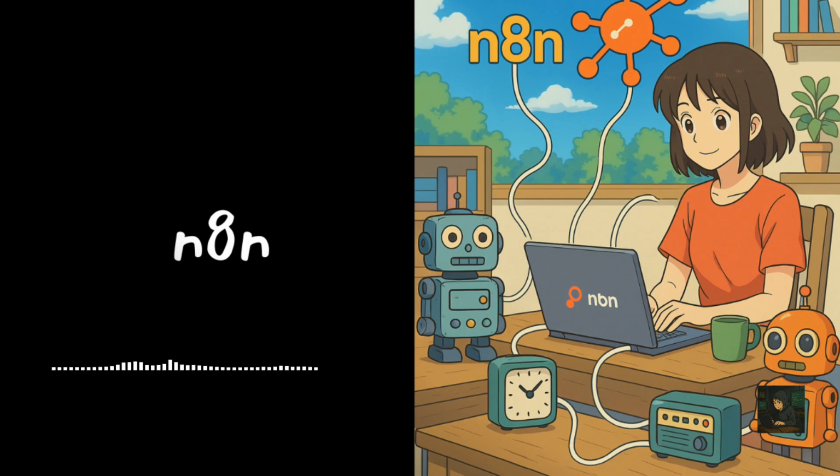Modularity. Need to change one part of your automation, just tweak that one node. You don't have to mess with the whole thing usually. Makes fixing things or updating them way easier. Less likely to break something else by accident. That's a good point. And finally, just instant clarity.